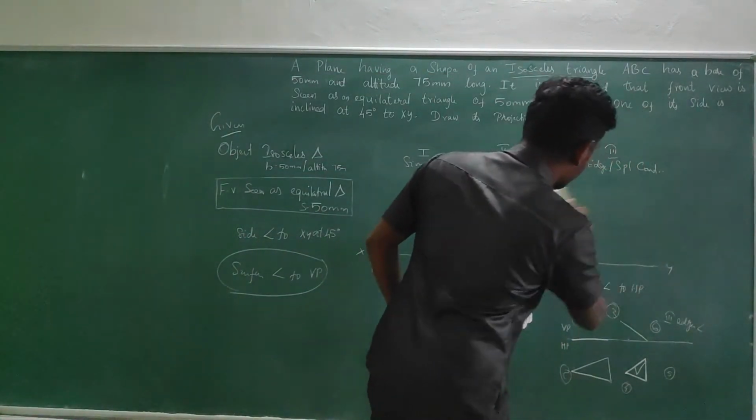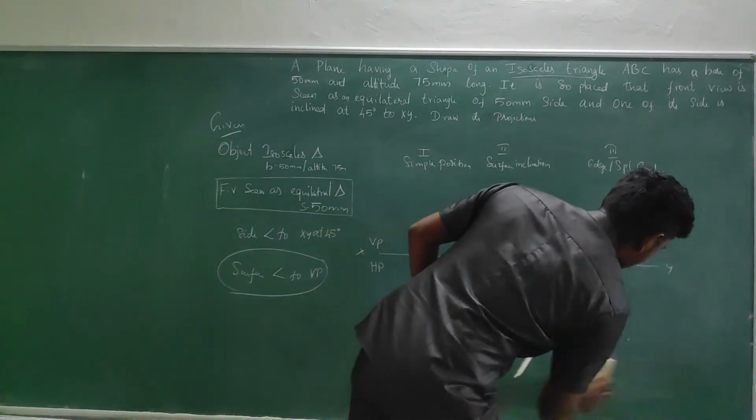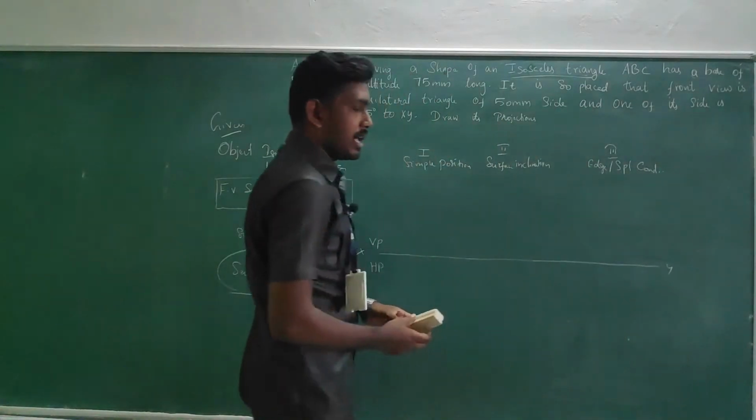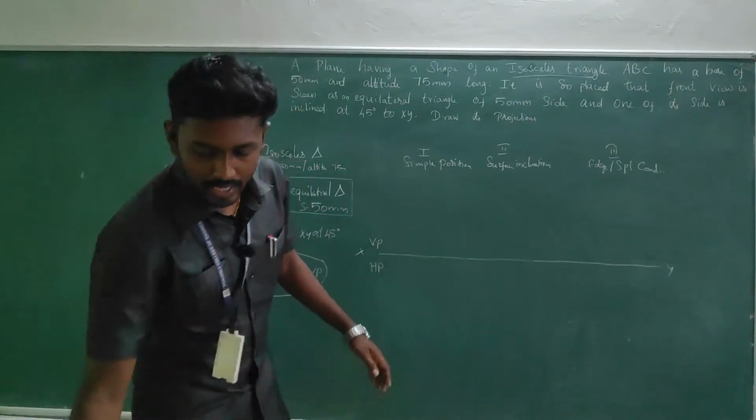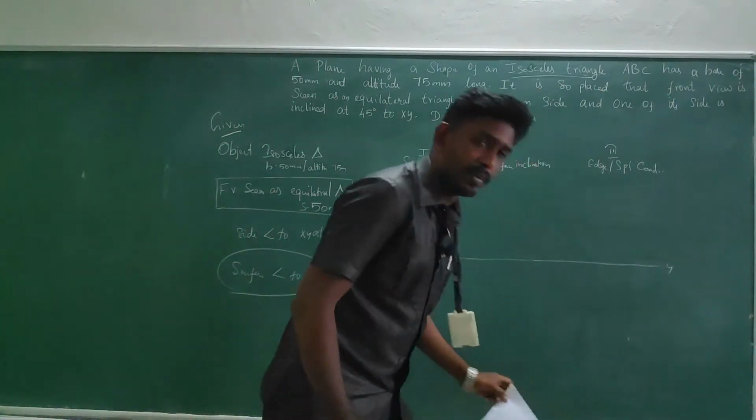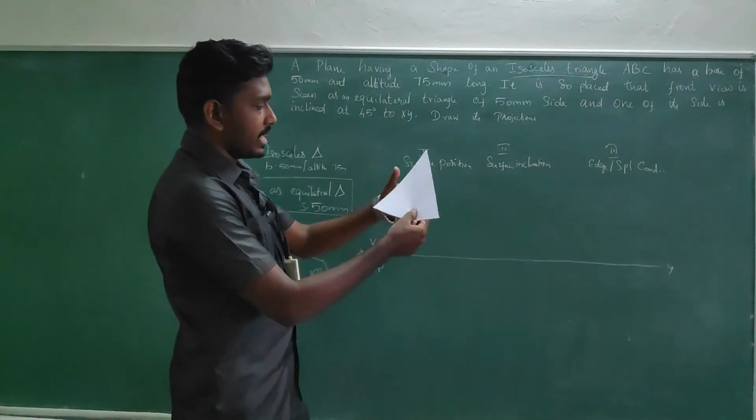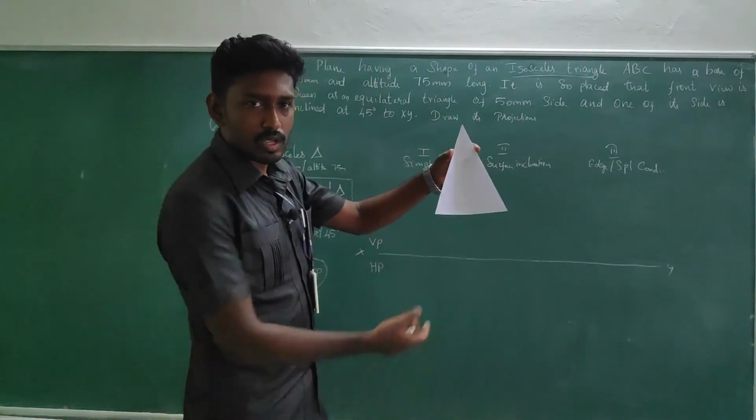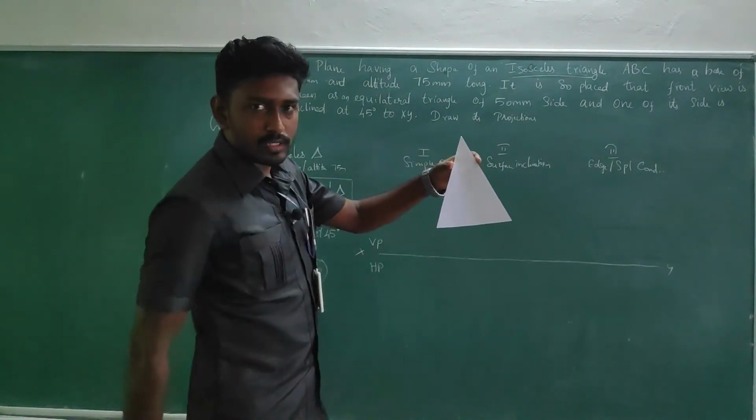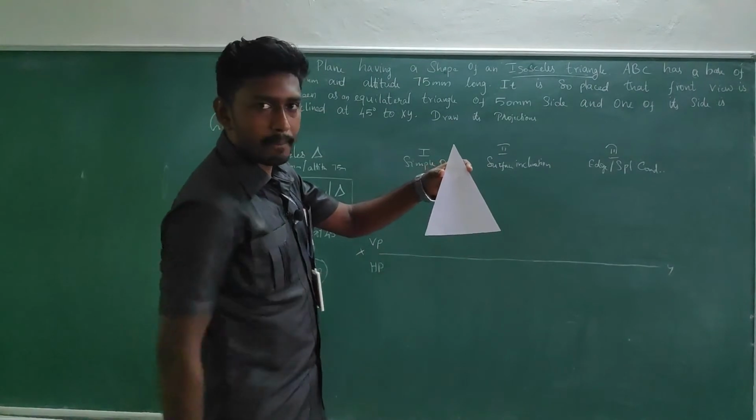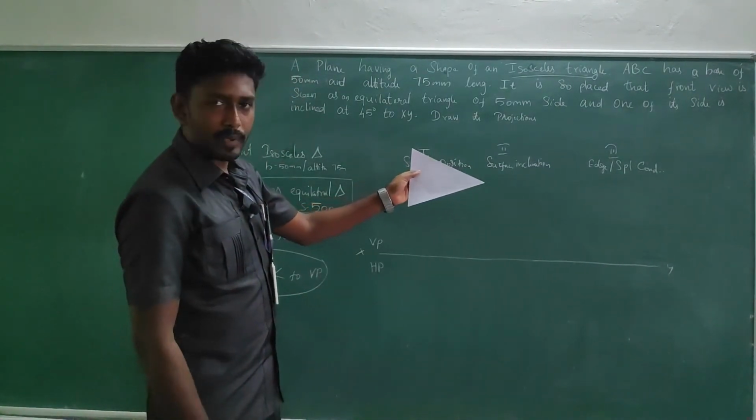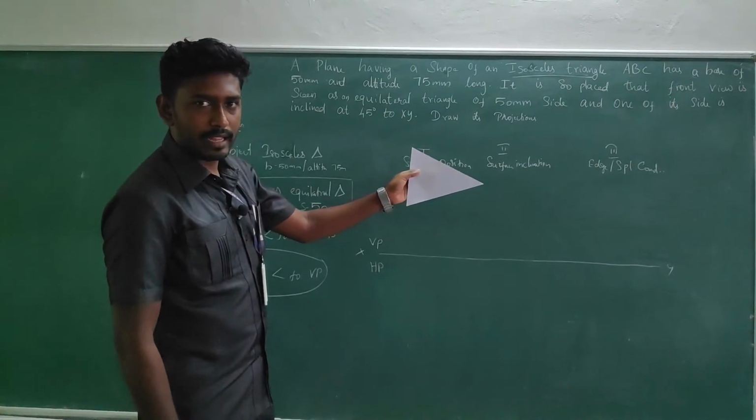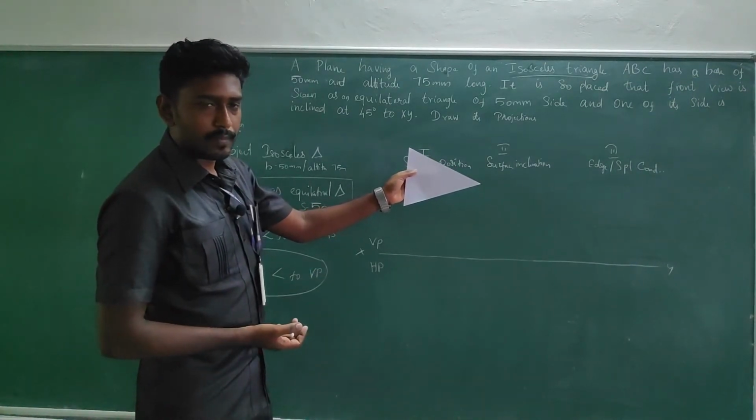So we know if a plane is inclined to VP, in the simple position we take the assumption that it is parallel to HP. It is parallel to VP. Am I right? So see, here is the isosceles plane for us. So this is the isosceles triangle. When the plane is parallel to VP, the object will be something like this in the first quadrant.